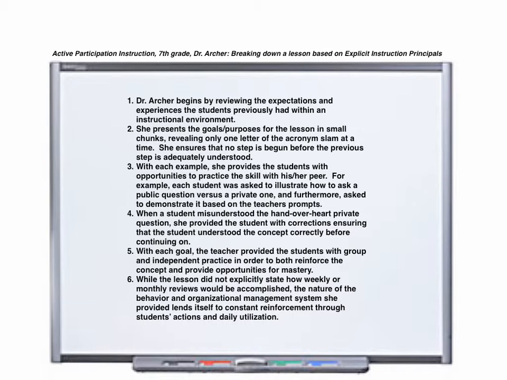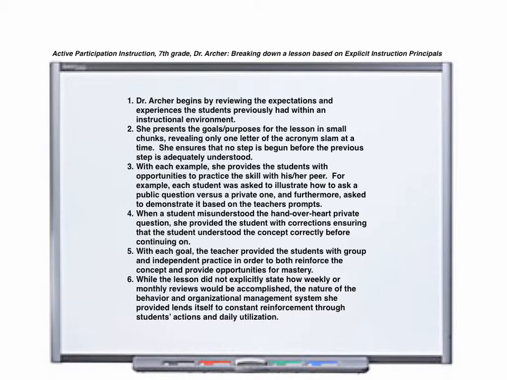Then the teacher would go around, and as the students were completing the activity, she would say, yes, that's great, or no, this needs work, using other peers as modeling for their friends. When a student misunderstood the hand-over-heart private question technique, she provided the student with corrections, ensuring that the student understood the concept correctly before continuing on to the next. With each goal, the teacher provided the students with group and independent practice in order to both reinforce the concept and provide opportunities for mastery.